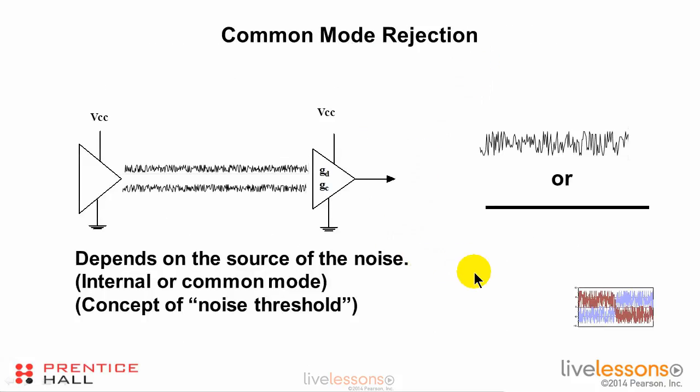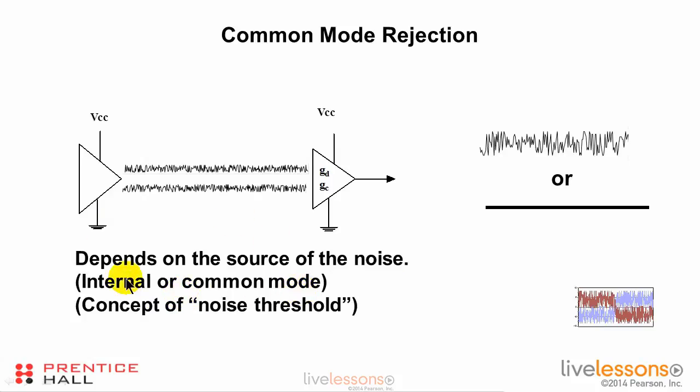Now, I'm going to show you a little simulation that I have, just using a spreadsheet. We're going to have a driver. We're going to have a receiver. We're going to have noise on the traces. And the question is, what comes out at the other end? Do we get noise out the other end, or do we get either silence or just a perfectly clean signal out the other end? And that depends on the source of the noise, whether it's internal or common mode noise.